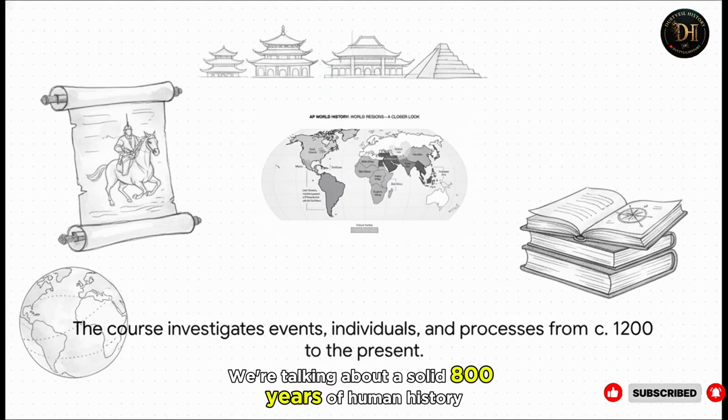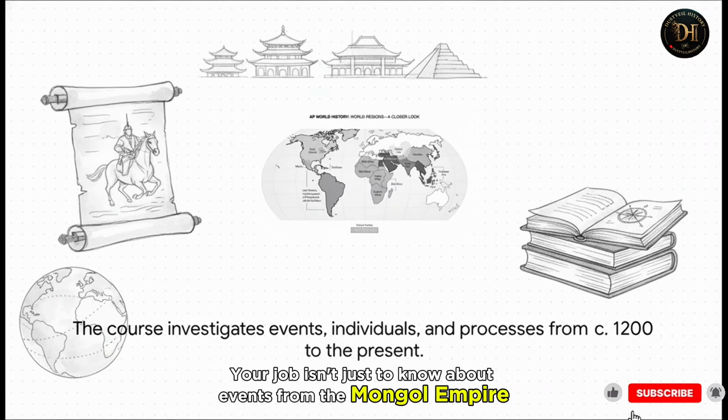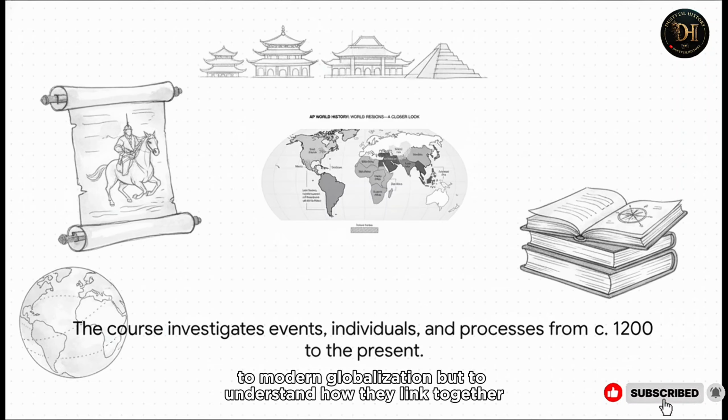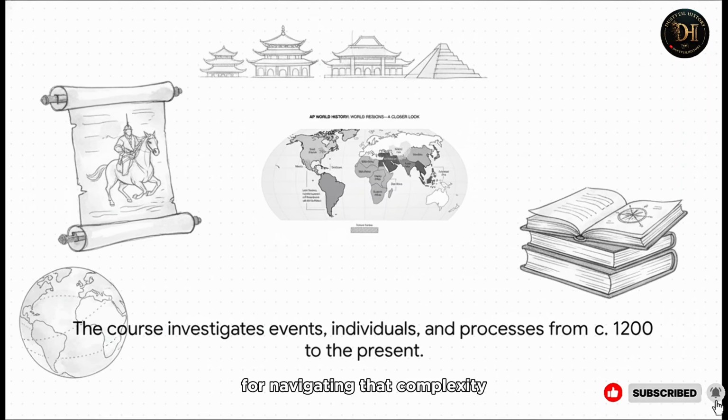And speaking of connecting the dots, the scope here is, well, it's huge. We're talking about a solid 800 years of human history, stretching across the entire globe. Your job isn't just to know about events from the Mongol Empire to modern globalization, but to understand how they link together. This notebook is designed to be your map for navigating that complexity.